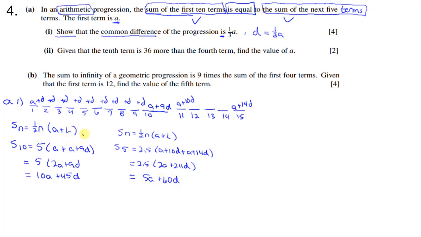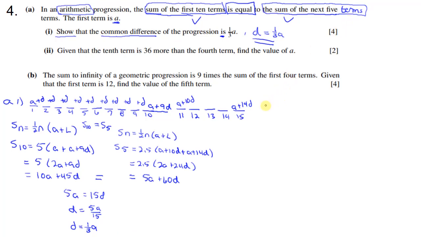Now keep in mind, they told me in the very beginning that the sum of the first 10 terms is supposed to equal the sum of the next 5. So all I got to do now is take this equation and combine like terms and get the D by itself, and when I do, I divide both sides by 15. I get 1/3 A, just like I'm supposed to. And so that's for part 1A.